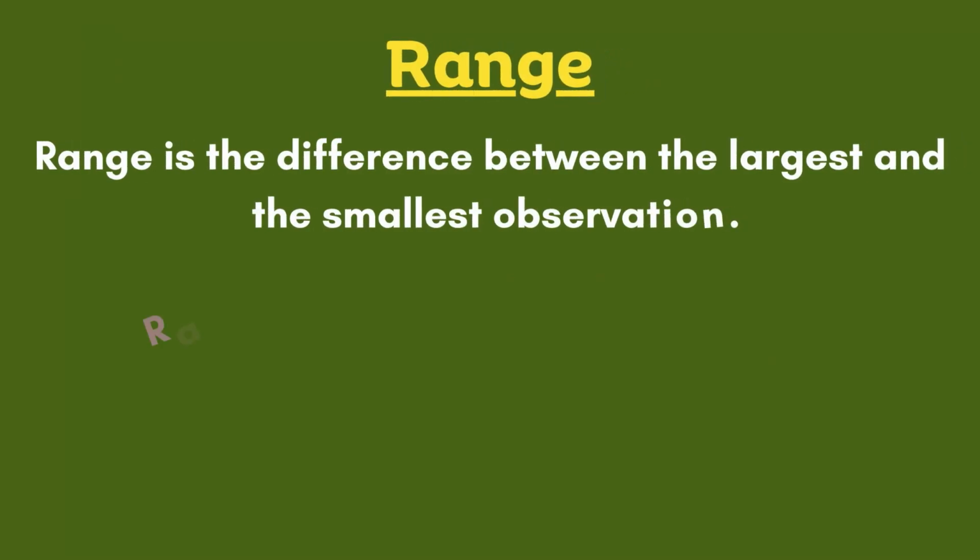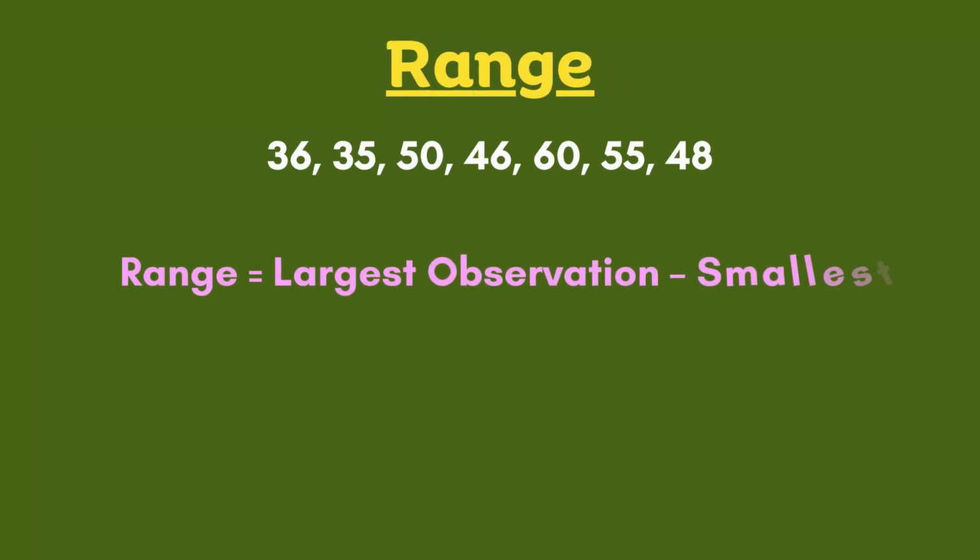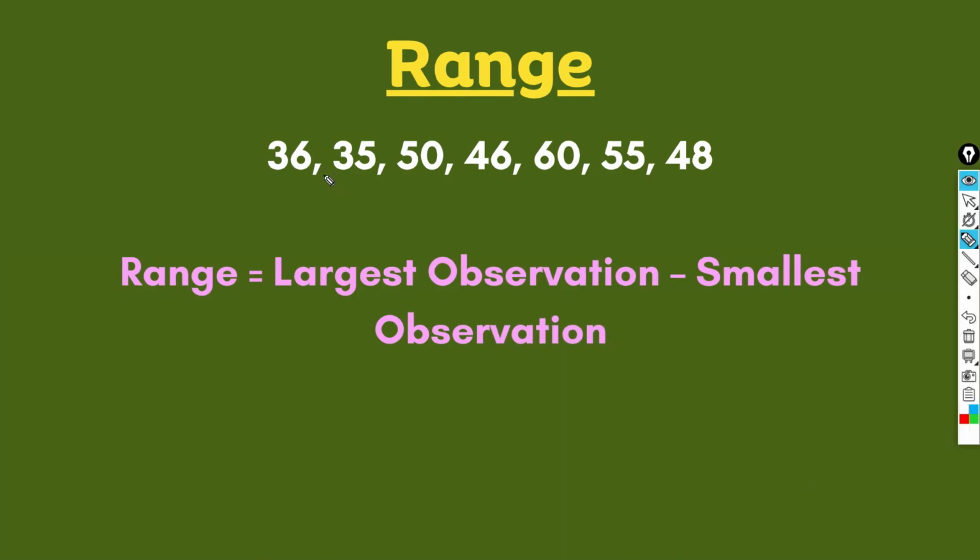Before seeing what is mode, let us see what is a range. Range is the difference between the largest and the smallest observation. That means in a given data, if you subtract the smallest observation from the largest observation, we get value of range. For example, if you want to find the range of this data, the largest value of this data is 60, whereas the smallest is 35. So range is 60 minus 35, which is equal to 25. So the range of this data is largest observation 60 minus smallest observation 35, which is equal to 25.